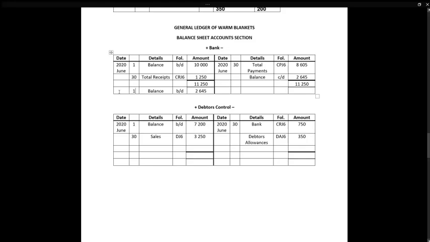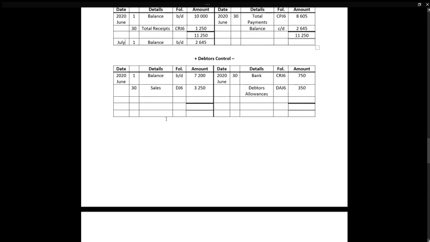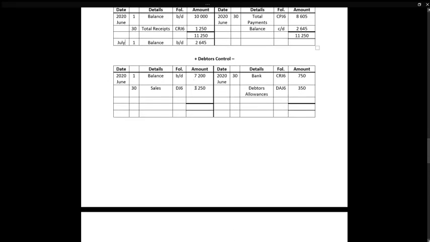First day of the new month, which will be July. There you go. Right, then debtors control. We need to decide which side is the largest side. I can see that my debit side is much bigger than my credit side. I will total this and I will get an amount of 10,450 Rand. And then I will calculate how much I need in my smaller side to get to that amount to balance the two sides.